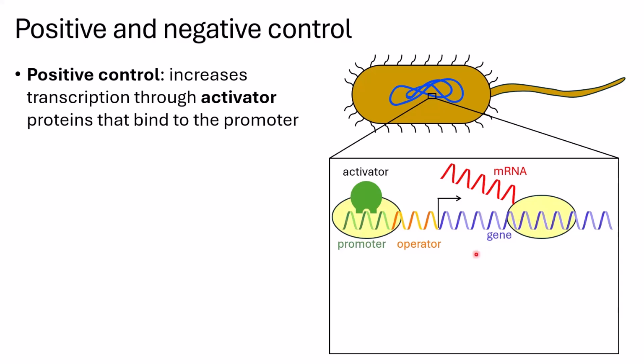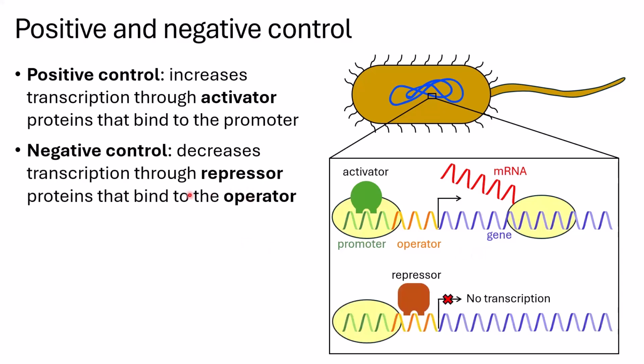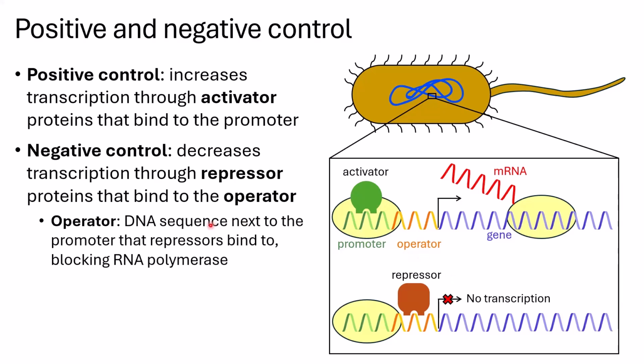Negative regulation is when a repressor binds to the DNA, usually at the operator of a gene, to decrease transcription. Operators are regulatory DNA sequences found between the promoter and the gene, and are mostly only found in prokaryotes. When a repressor binds to the operator, it prevents transcription by physically blocking RNA polymerase from transcribing the DNA. An X is used to mark that there is essentially no transcription.